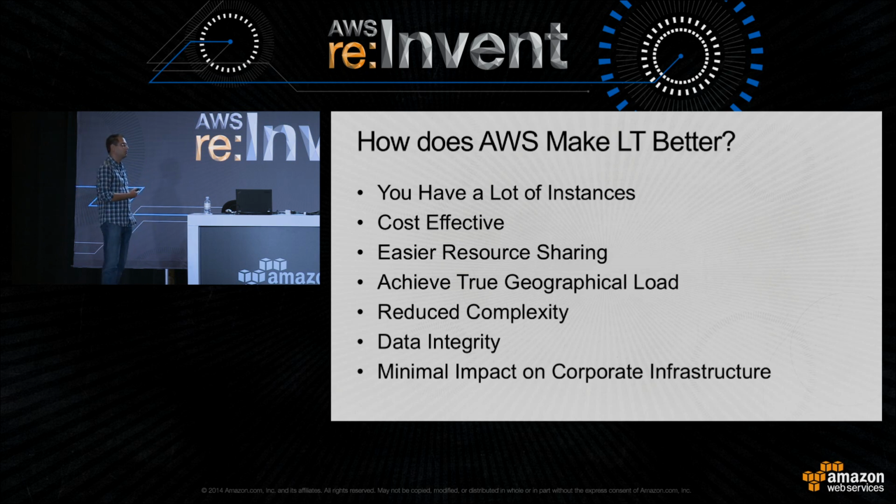And then finally, there's minimal impact on corporate infrastructure. You can use AWS to run your load test as a DMZ. It really does not step on the corporate infrastructure. If you have any critical services that are within your own data center, you can still run those load tests by launching in a VPC, and then still being able to access those internal services.